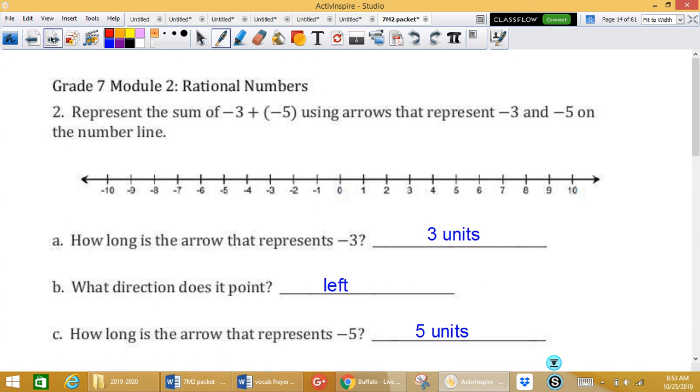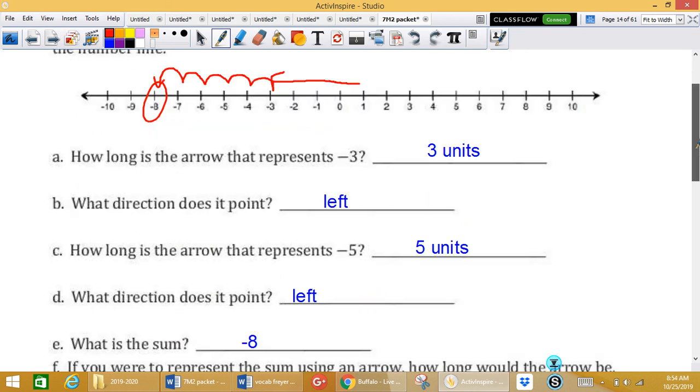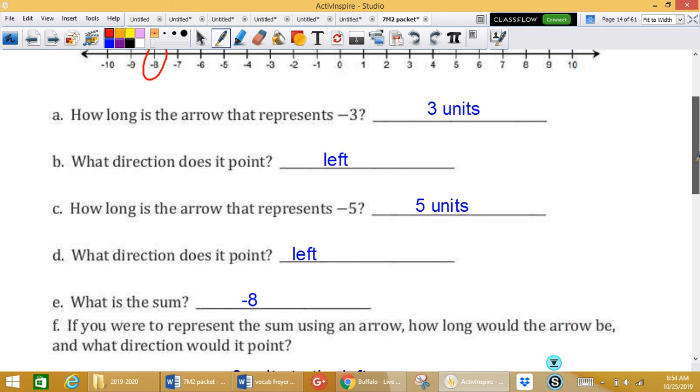Represent the sum of -3 plus -5 on the number line. So -3 and -5. How long is the arrow that represents -3? It's 3 units. What direction? It goes to the left. How long is the arrow that represents -5? 5 units, and it goes to the left. What is the sum? -8.